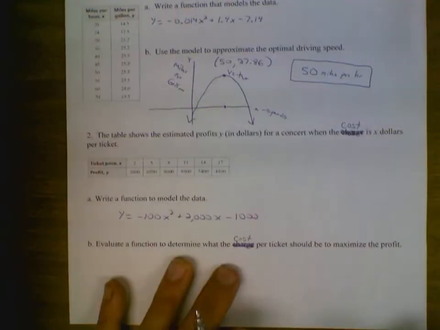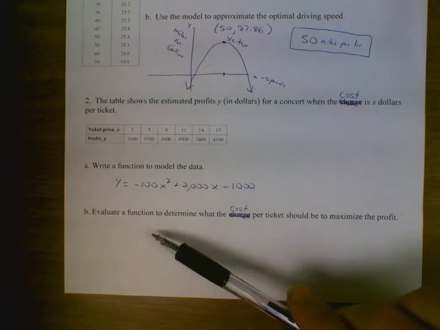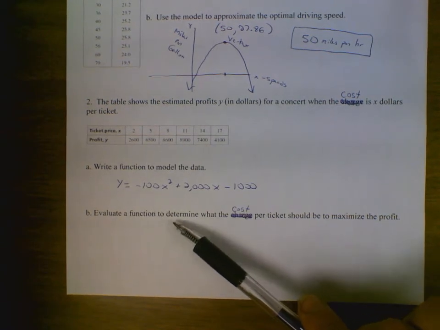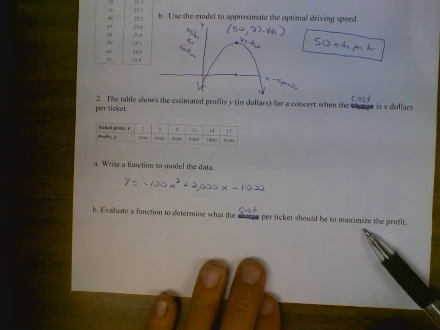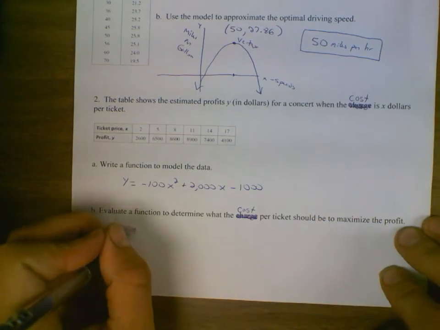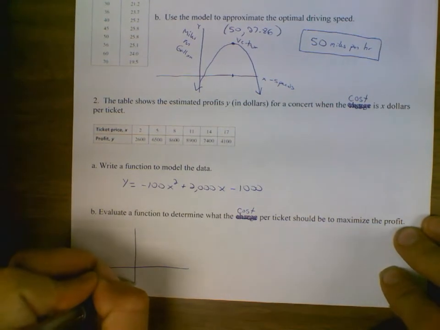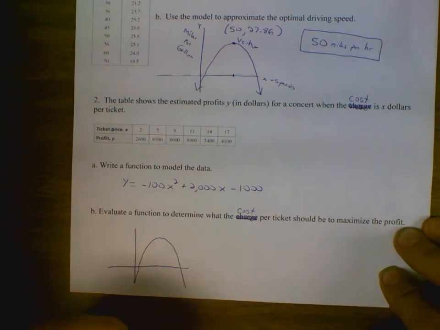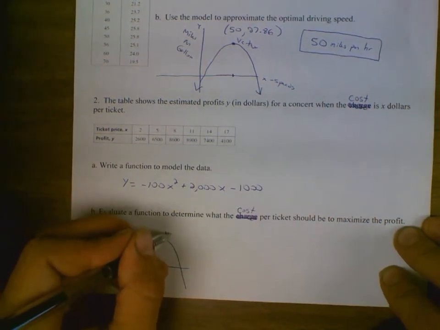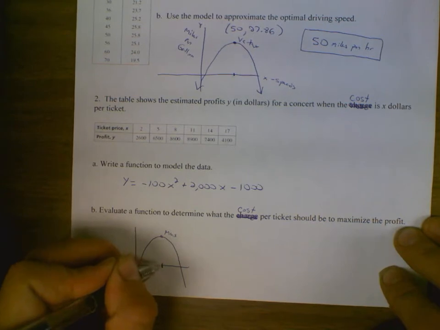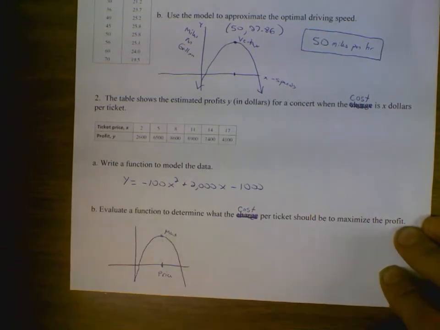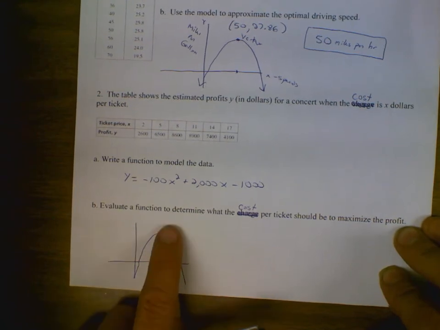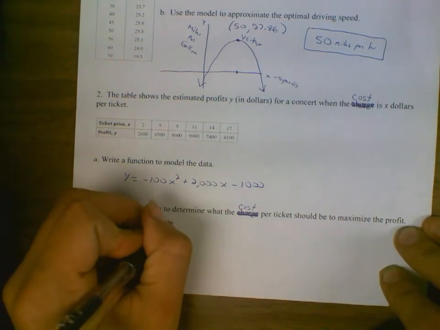And then it wants me to evaluate the function to determine what cost per ticket should maximize profit. So once again, if you think about that graph, we have this parabola here. We want to figure out where that maximum is, what price is going to give us that maximum value. So we're looking for this x value of the maximum, which once again is the vertex point.